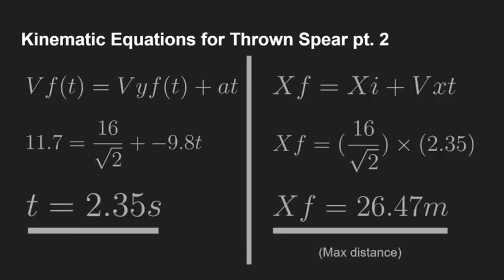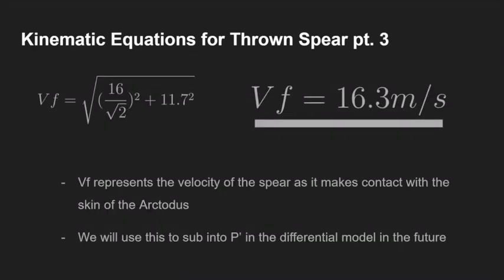So continuing with the equations, we derive a time of 2.35 seconds, and then plugging that back in, we end up with a maximum potential distance of 26.47 meters. So using our final y velocity of 11.7 meters per second and our final x velocity of 16 over root 2 meters per second, we end up with an overall final velocity of 16.3 meters per second, which represents the velocity of the spear as it made contact with the skin of the Arctodus.